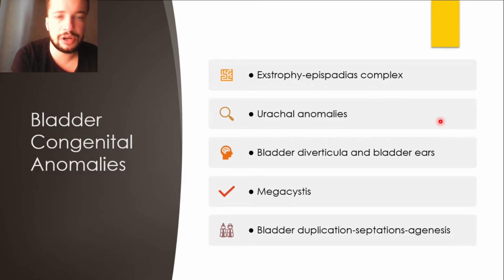Bladder congenital anomalies: bladder exstrophy-epispadias complex, urachal anomalies, bladder diverticula and bladder ears, megacystis, and bladder duplication, septations, agenesis.